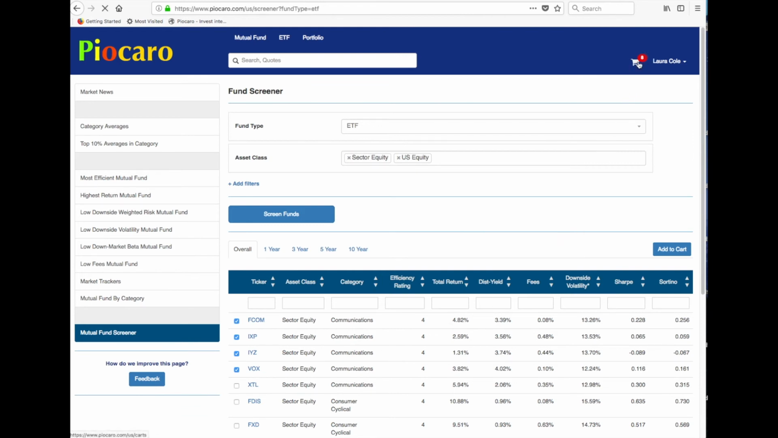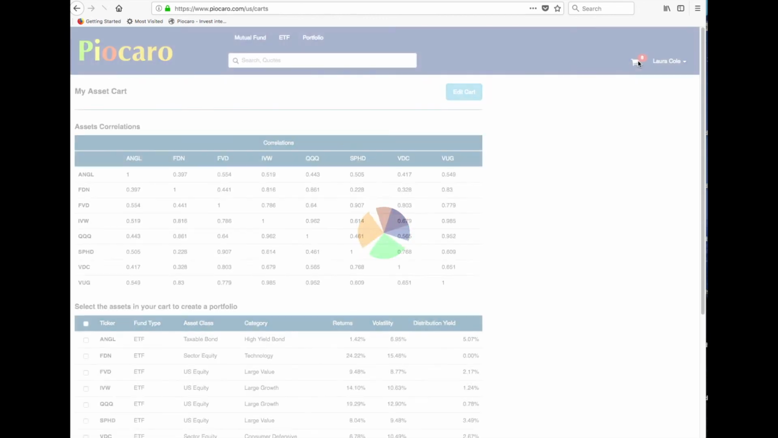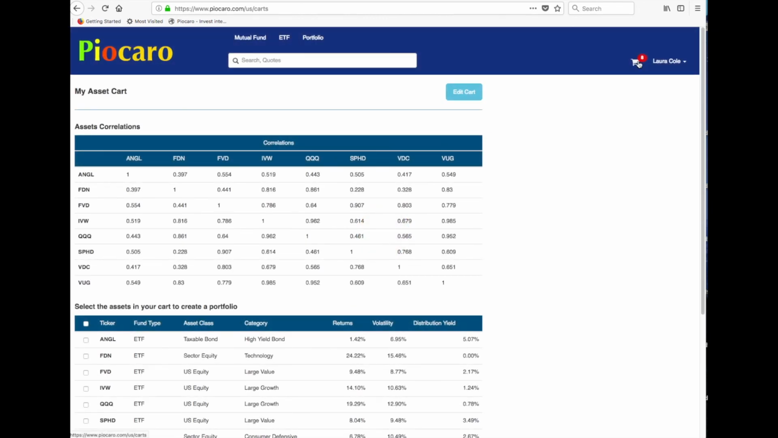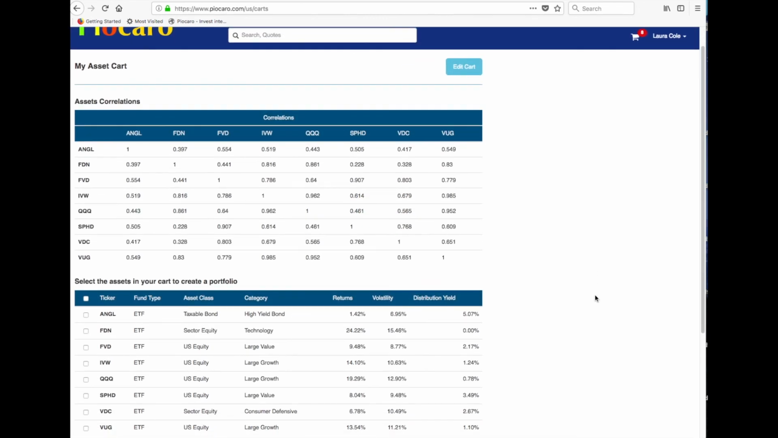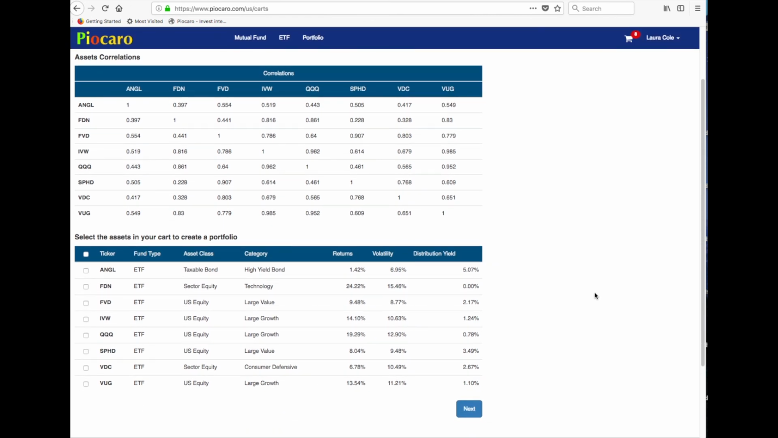Now to refining those choices. Your cart now has a set of possibilities in it. From here, we can build and optimize a portfolio of funds. In the next video, I'll show you how to do exactly that.